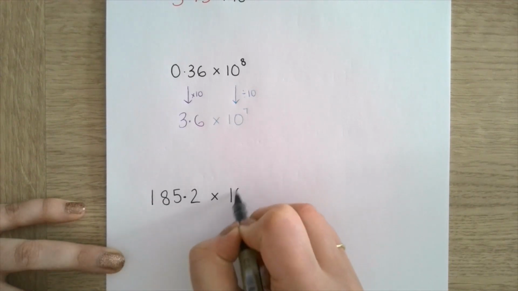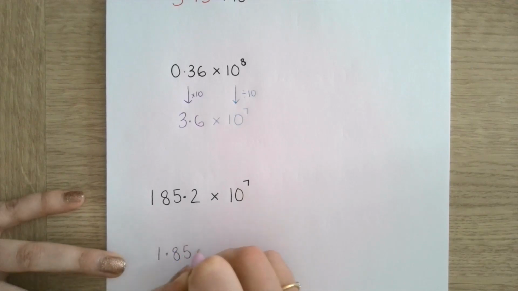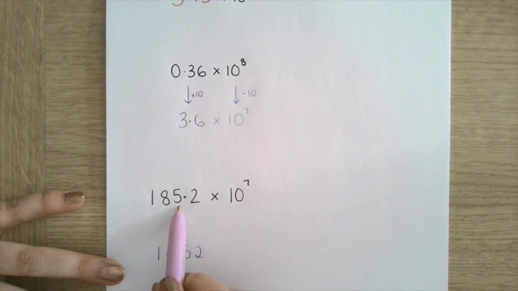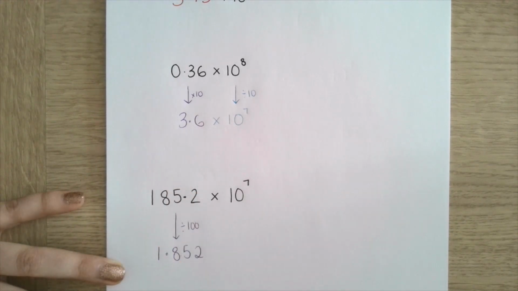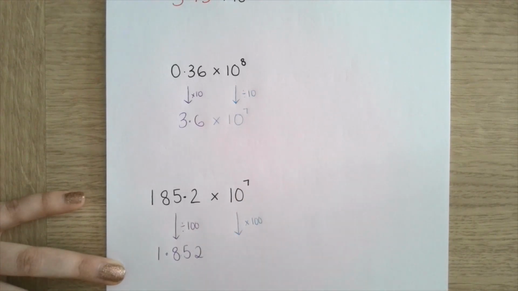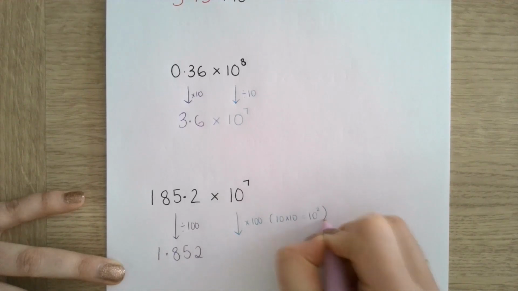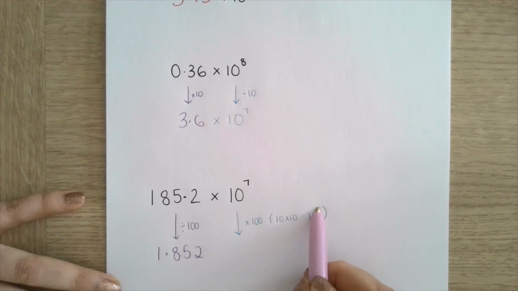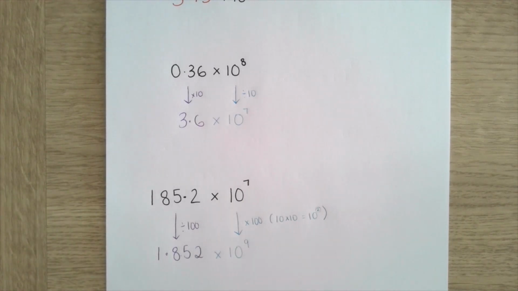Another example, 185.2 times 10 to the power of 7. Now this time what I'm going to have to do is I want to make it 1.852. Now to get from here to here, I have divided by 100. So this time I'm going to need to multiply by 100. Now 100, remember, is 10 times 10, which is 10 squared. So I'm going to have to add 2 to my power here. So I get times 10 to the power of 9.